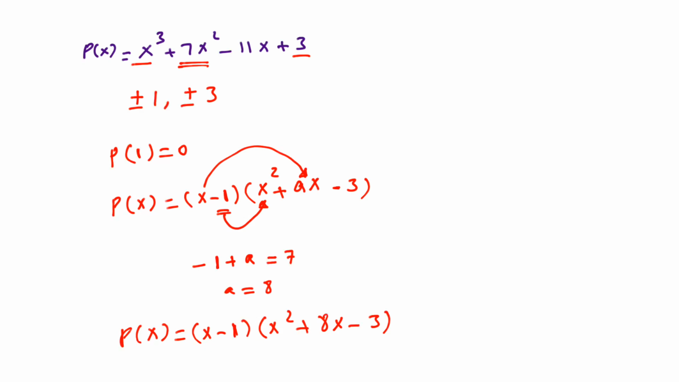Let's multiply this and confirm it. x times x^2 is x^3. x times 8x is 8x^2. x times negative 3 is negative 3x. Negative x^2, negative 8x, and plus 3. If we collect the like terms, we have x^3 plus 7x^2 minus 11x plus 3, which is the original polynomial.